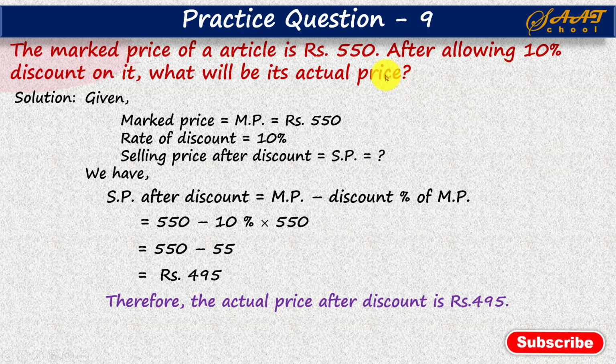Again, we have the mark price and a 10% discount is allowed on the mark price. In that case, we have to subtract that discount amount from the mark price. So here you get the discount amount, that is 10% of the mark price, which is 55. If there is a VAT, then we have to add that VAT amount to the mark price. But in this case, we have a discount. That's why we have to subtract this discount amount from the mark price to get the actual price after discount, or the selling price after discount, which is 495.